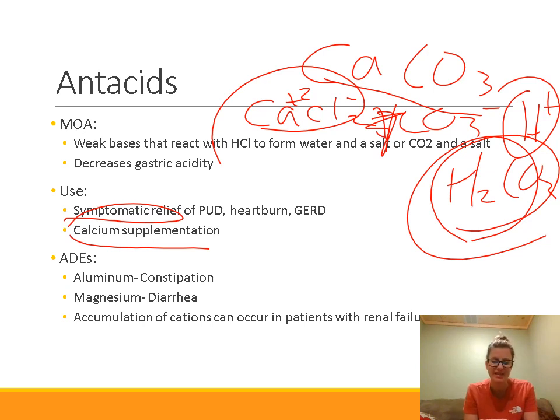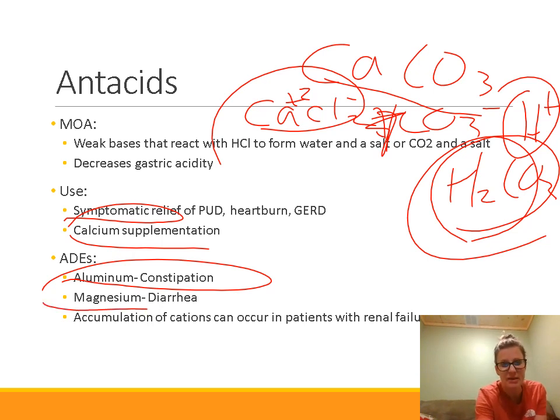Adverse drug effects of antacids really depend on the specific antacid. It depends on whether it's calcium-based, aluminum-based, magnesium-based. For example, any aluminum-based agent is more likely to cause constipation, whereas magnesium-based agents are associated with diarrhea. One thing that's important to keep in mind, these should be avoided in patients with renal failure because accumulation of cations can occur.